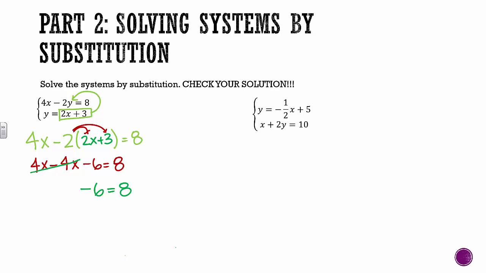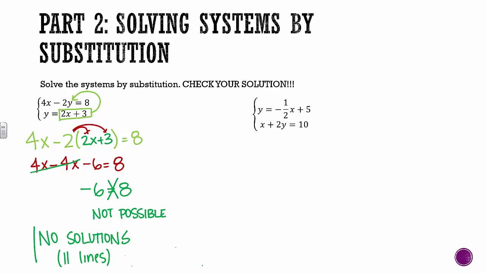And then you have to stop and ask yourself, can that happen? Can negative 6 ever equal 8? The answer is obviously no. This is not possible. So when you get a statement that is not true, that means that this has no solutions. This means that negative 6 can never equal 8. And if we were to graph these, they would be parallel lines. There's absolutely nothing that works. So if you're solving things algebraically and you get a statement that is not true, that means you have no solutions.